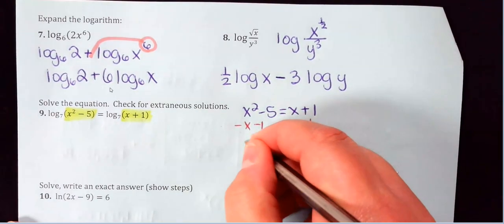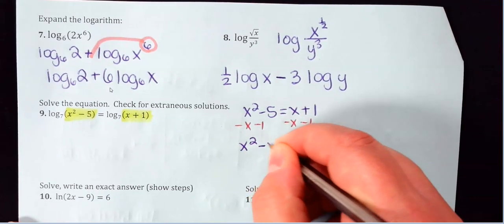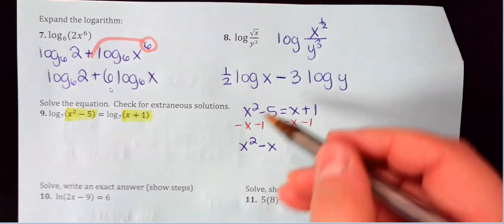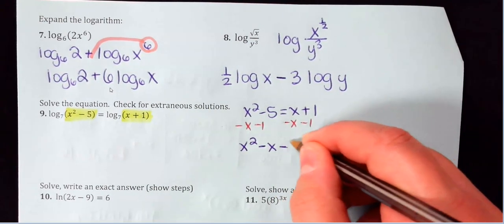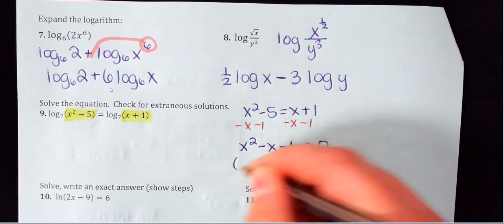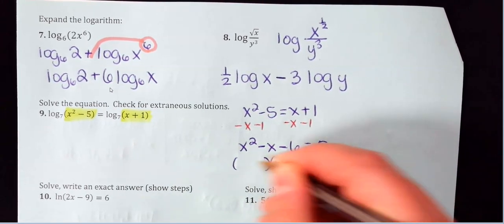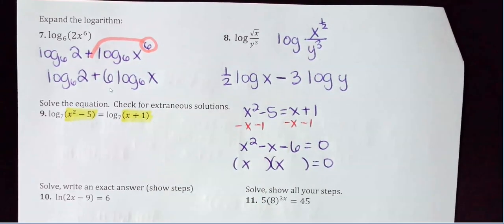If you do that, you're going to get x squared minus x, because it was positive x on the right side, so if I move it to the other side, I have to subtract it. And the only thing you can combine here is the negative 5, and I'm going to subtract that 1, so that's going to be negative 6. Now you can use the quadratic formula if you want to, but it'd be faster to just factor this real quick if you can think of them.